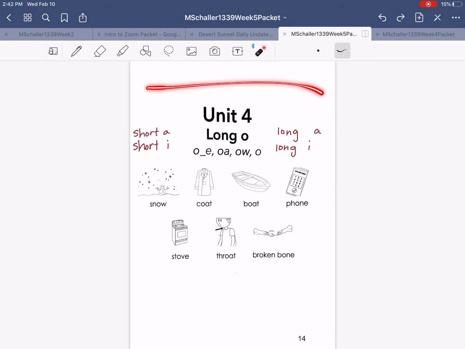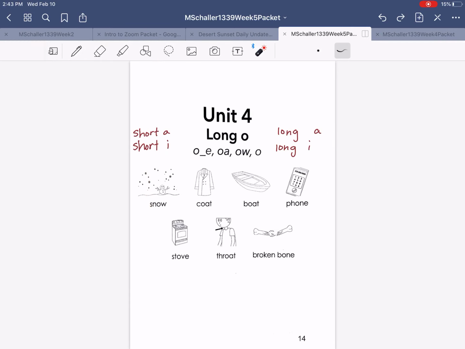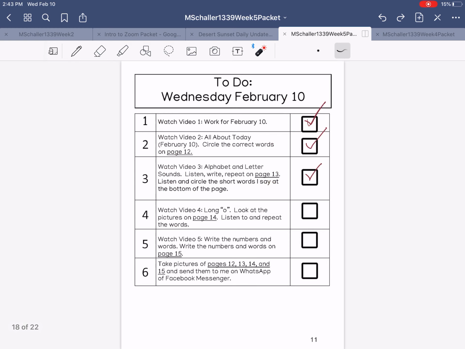We'll practice these more next week and the week after when we read stories with long O. But for today, that is it. So you can check off number 4. And the last thing today, only 5 things plus pictures. The last thing for today is video 5, write the numbers and words.